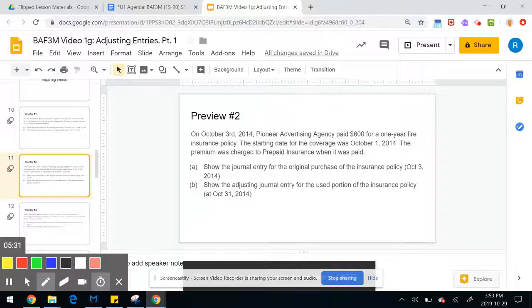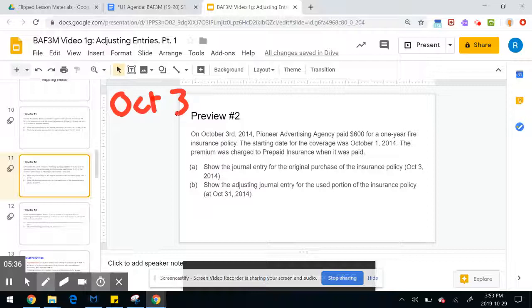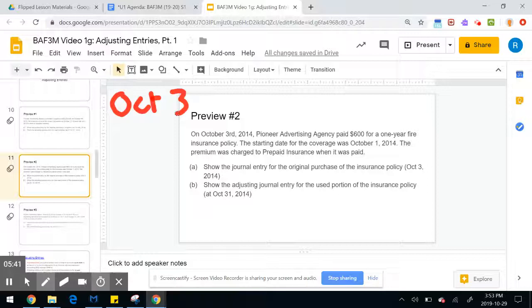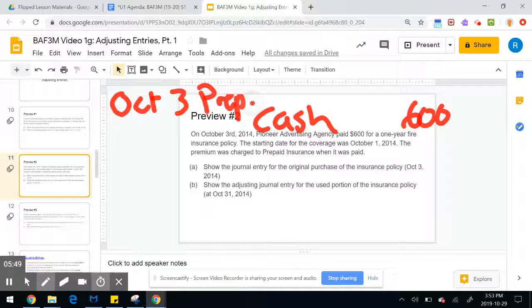Okay, our second adjusting entry. On October 3rd, this is not the adjusting entry. This is just the first purchase. We paid $600 for a 1-year fire insurance policy. All right, so I'm going to credit cash for $600, and I'm going to debit prepaid insurance, which is a new asset we're going to look at. It's an asset because it has value, we paid for it, and it's going to help our business. So a prepaid item like prepaid insurance, a prepaid expense, is an asset for $600. It's our first transaction, on October 3rd.